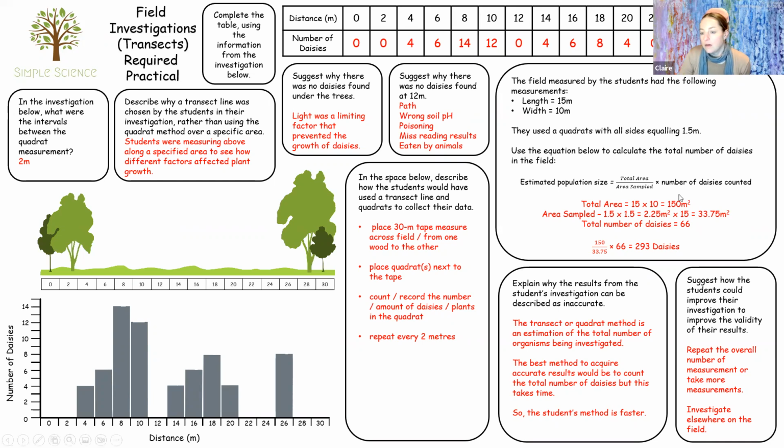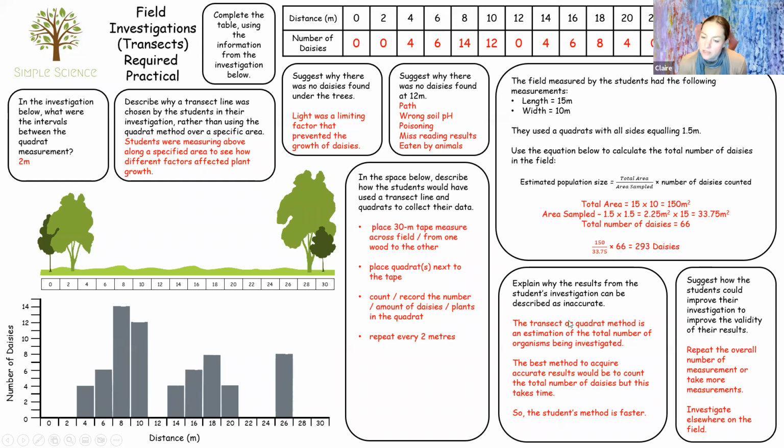Okay, exactly the same again. Estimate population size, you can do exactly the same equation: total area over area sampled, times by number of daisies counted. And again, explain why the results from the student's investigation can be described as inaccurate.